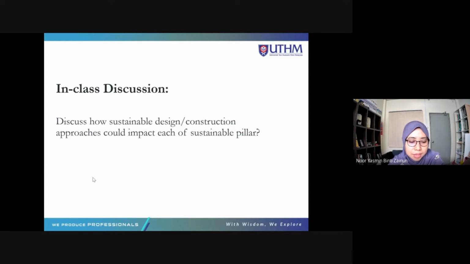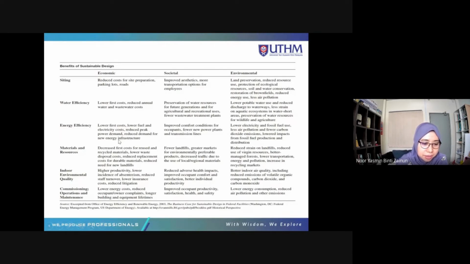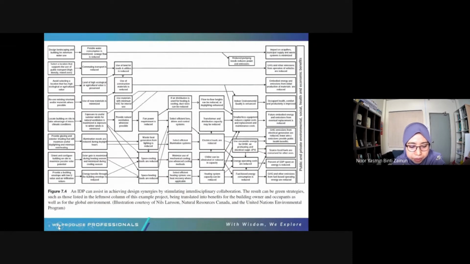Okay. So how could the sustainable design construction approach impact each of the sustainable pillars? So we have these benefits of sustainable design in siting, water efficiency, energy efficiency, materials and resources, indoor environmental quality, commissioning, operations and maintenance, which actually give impact to the economic, society and also environment. So all the design ni kita kena design supaya give a good impact to the economic, society and environment to have the sustainable design.